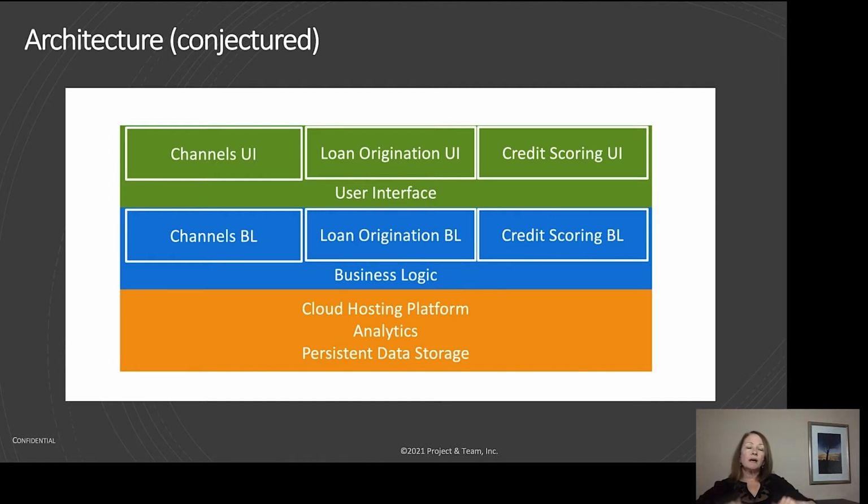So we're going to come back to this architecture in a minute, but we'll talk about the strong correlation between the underlying architecture and how we architect or design our teams to support this.